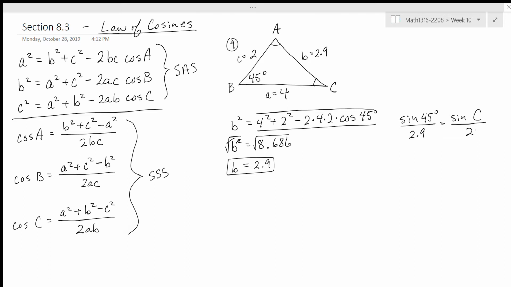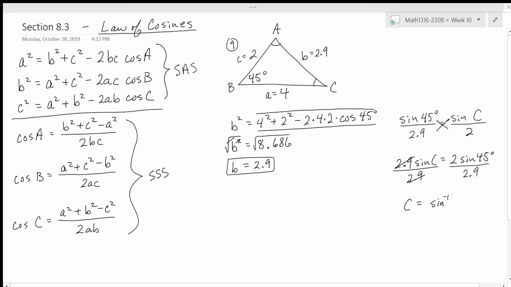Remember that numbers that are across from each other have to go in the same fraction. And now that I have this set up, I'm going to cross multiply. 2.9 sine C equals 2 sine 45, and divide both sides by 2.9. And that's going to be 0 point something. And as soon as somebody has that decimal, I'd like to have it to 4 places. 0.4877.